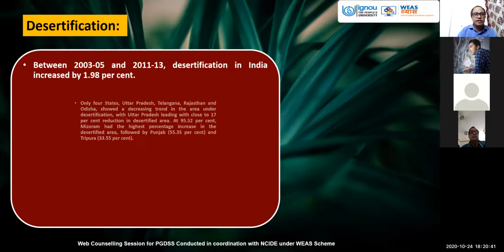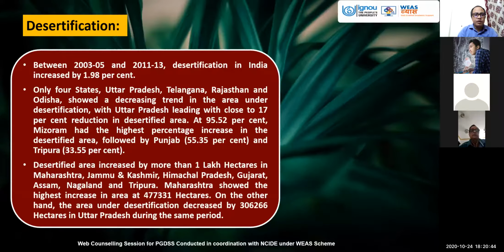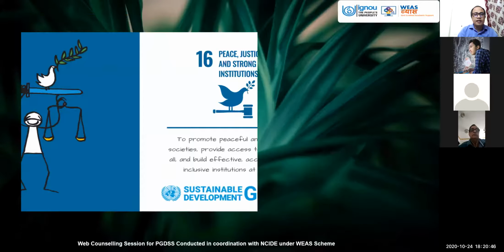Desertification is also decreasing. I'm not going into details. Then number 16 is peace, justice and strong institutions. Without peace, there will be no sustainable development. Without sustainable development, there is no peace.